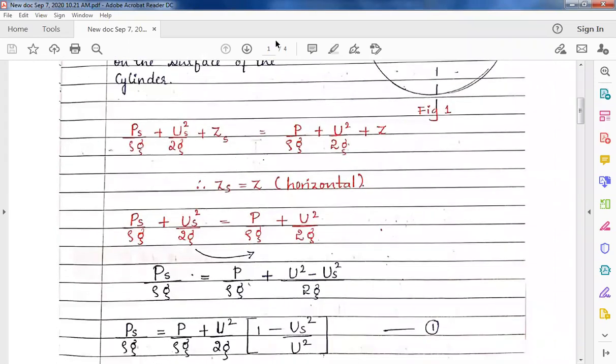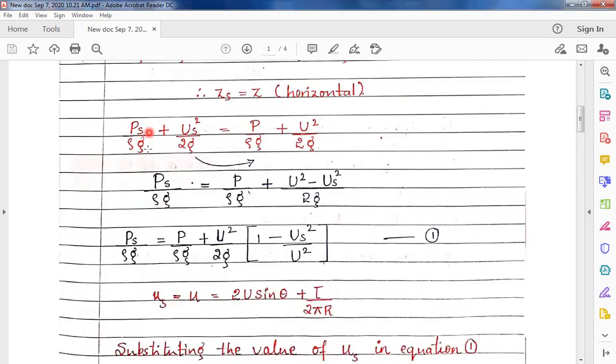So this equation is Ps by rho g plus us square by 2g plus zs. The same way it is equal to the element on the surface of the cylinder, that is P by rho g plus u square by 2g plus z. So this z and zs are horizontal, hence this is equal to zero. So in the next step we are not considering the z in this part.